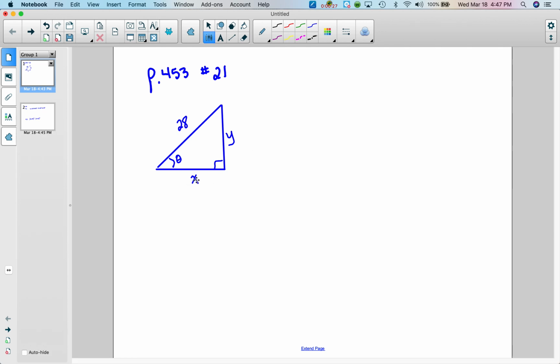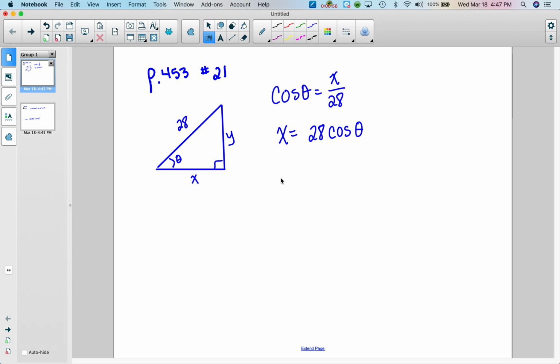So I'm going to start with the x. If we want to involve theta and the x and the 28, then that's going to involve cosine, because that would be adjacent over hypotenuse. So I would say cosine theta equals the adjacent is x, the hypotenuse is 28. And I want to solve that for x, so I get x equals 28 cosine theta. So now I have x in terms of a trigonometric ratio of theta.